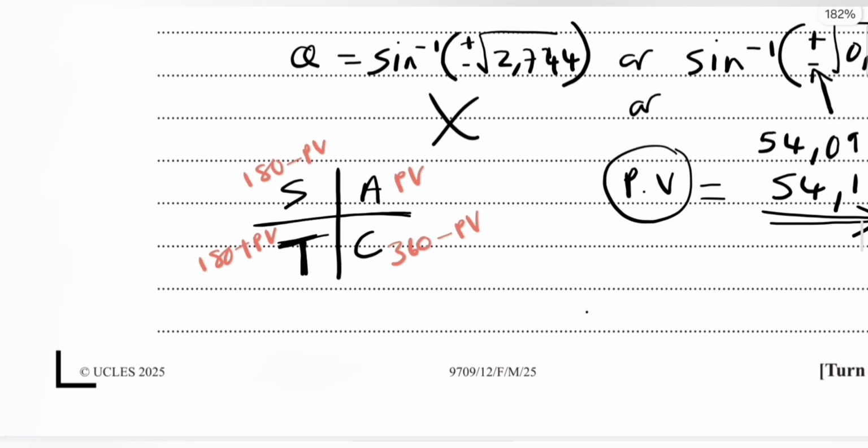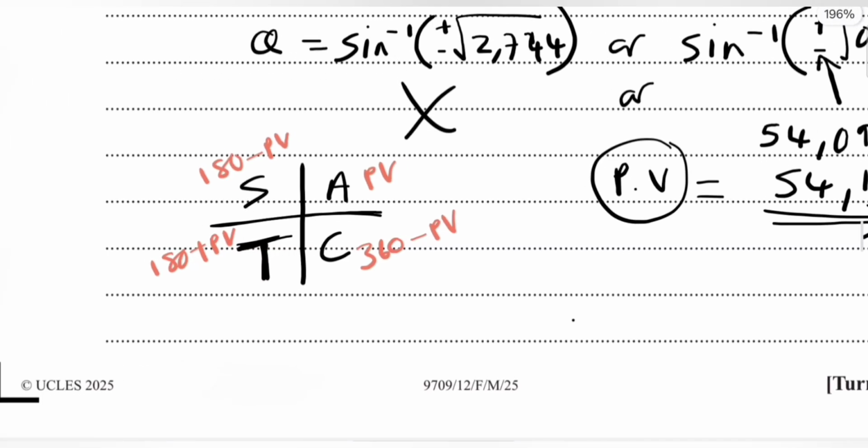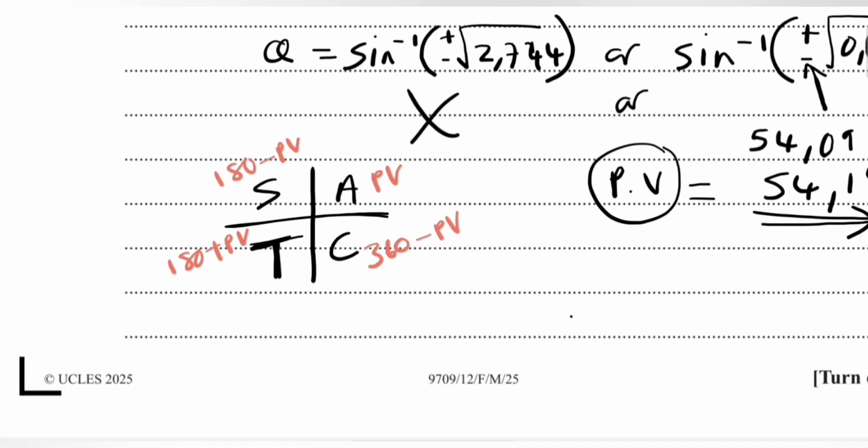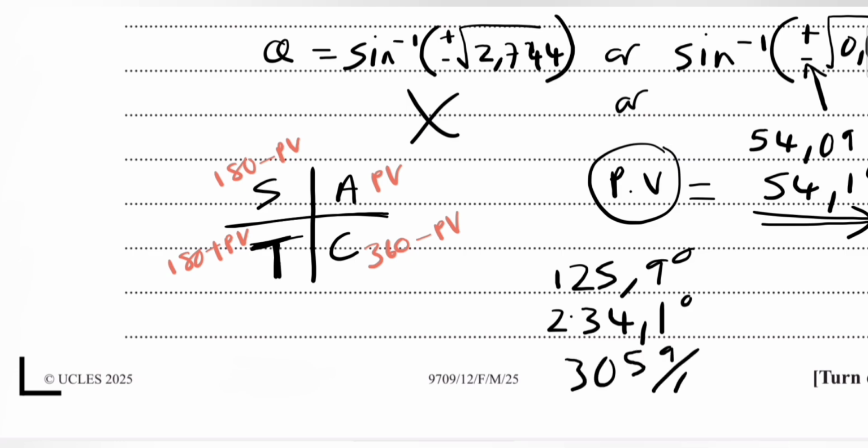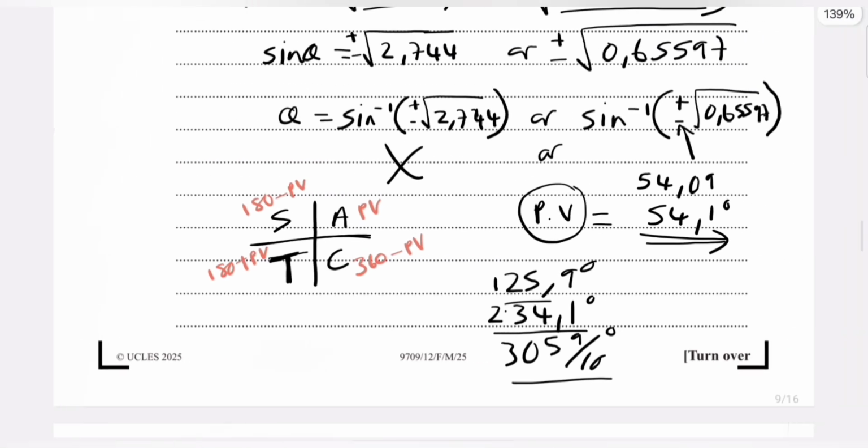And so writing all the answers down, our PV we have already written. Our answer for the second quadrant is 180 minus that. So that's 125.9 degrees, and our 180 plus PV, that's our 234.1 degrees. Then 360 minus our PV is giving us 305.9. Right? So these are the four answers that we have.